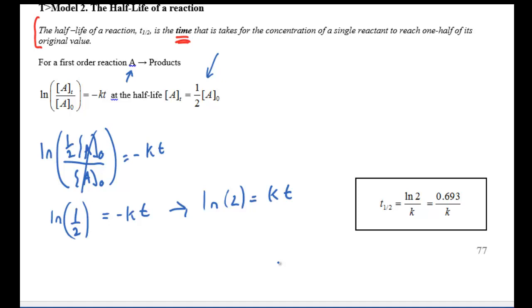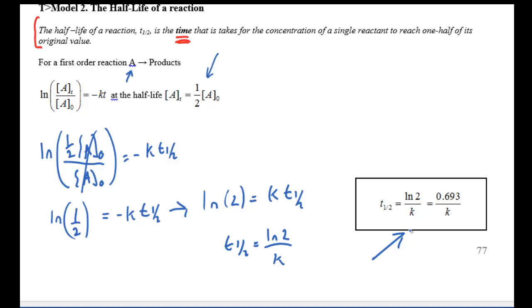Of course, ln 2 is equal to 0.693. Note the time in this particular case, because I chose to use a concentration 1/2 of the original concentration, is indeed the half-life time. So I'm going to fill this in here, rearrange, and solve for the half-life. The half-life will equal ln 2 divided by k, or as indicated in this equation over here, 0.693 divided by k. You'll find this half-life equation on your formula sheet, so you have it readily accessible.